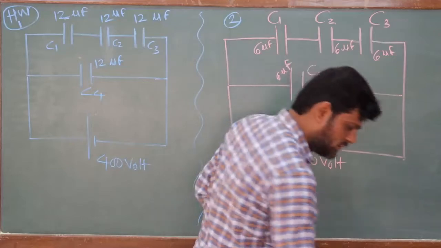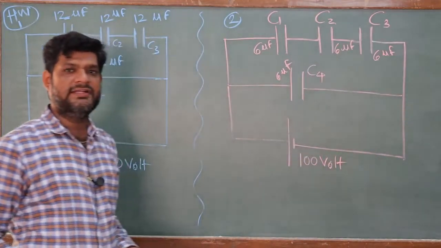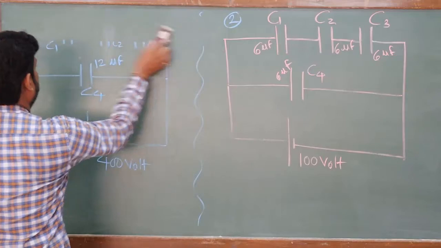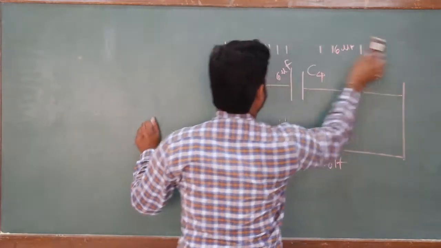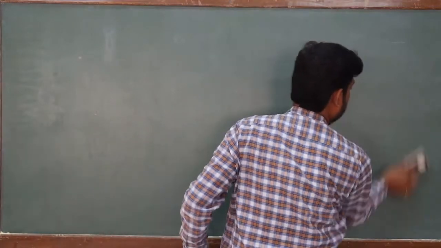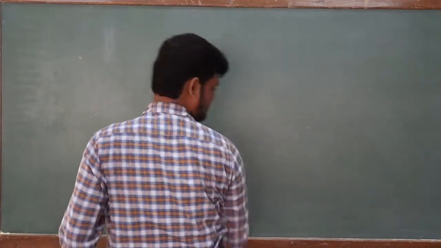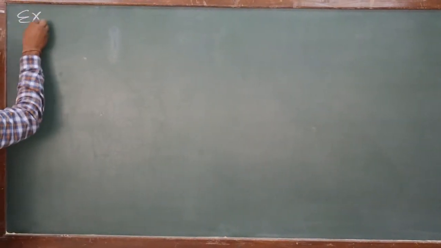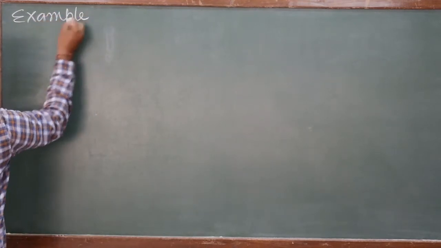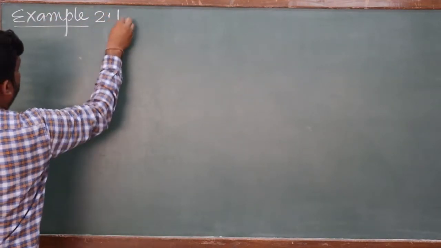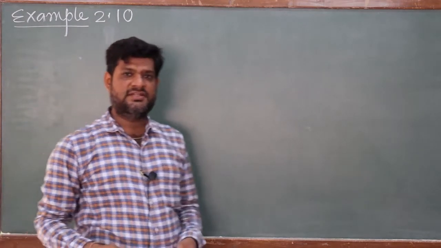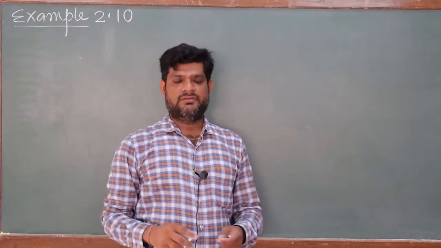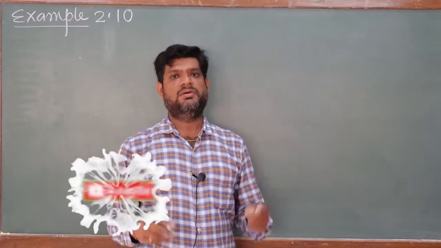Now we are moving towards the next example, 2.10. This is the last example, 2.10. See what is given in that example. Example 2.10: the first capacitor is given and it is applied with the help of a 100 volt battery.